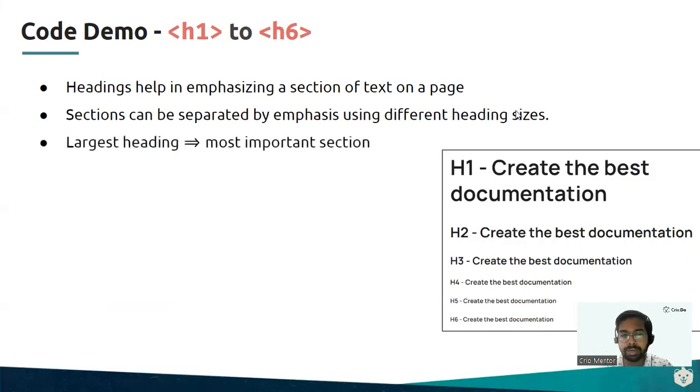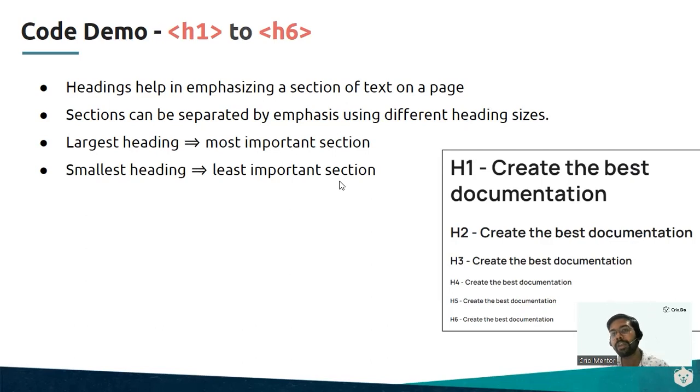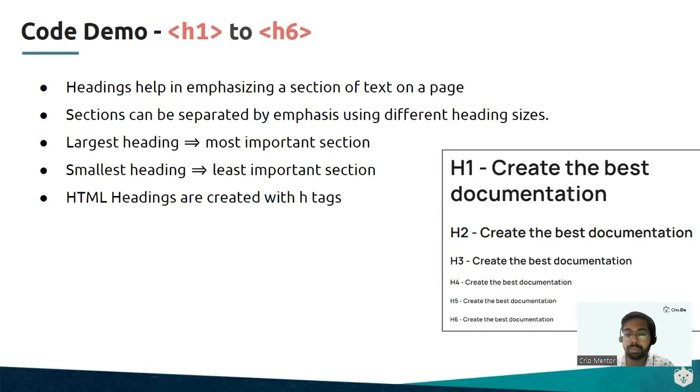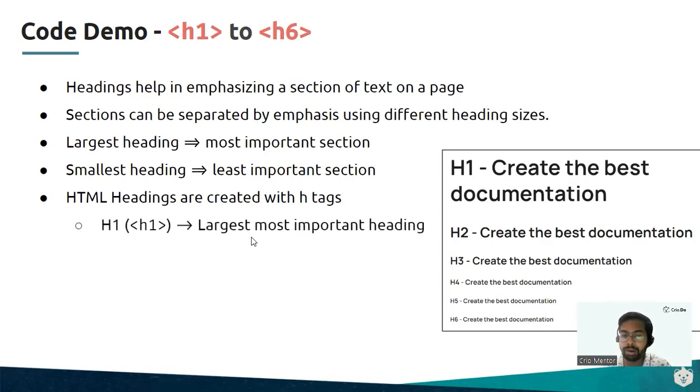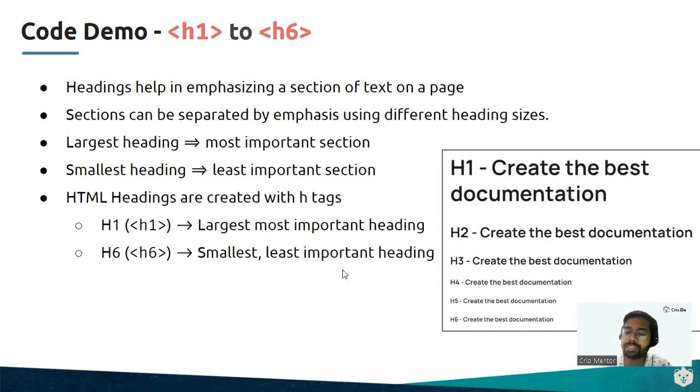The largest heading is going to be the most important section, or maybe it can contain the major title of your article or whatever web page you're trying to build. What is going to be the smallest heading? It's going to be the least important section, probably the lowest level of hierarchy. Whichever is the least important section you want to discuss through your subheadings can be considered in the H6 tag. HTML headings can be created with H tags, starting from H1 till H6. H1 is going to be the largest and most important heading from our conventions, and H6 is going to be the smallest and least important heading according to the normal conventions that we follow.